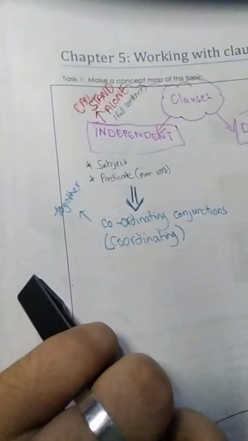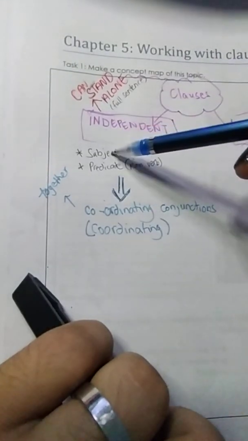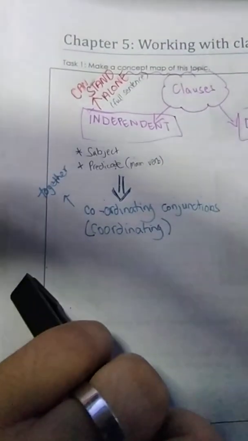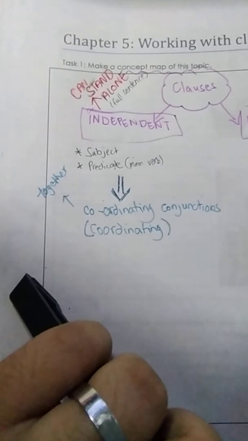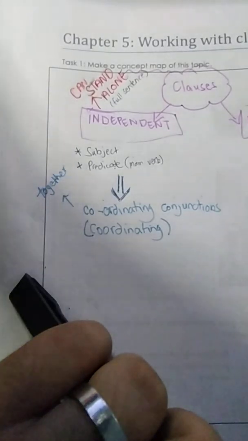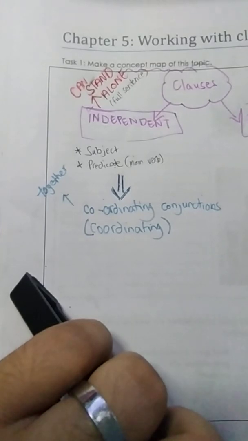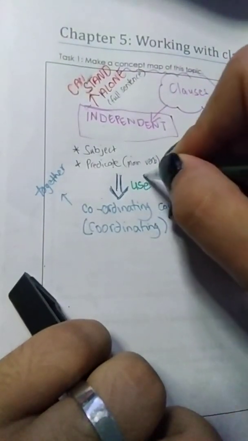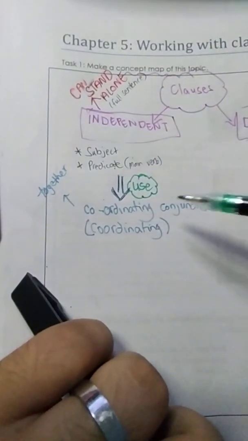Okay, so now that I know what an independent clause is, something that has a subject and a predicate, I will need another color. Oh, I should not use that one because the camera doesn't pick it up. Let's use the dark green. The dark green is quite beautiful. I've used it a few times before. And we're going to say here, use a coordinating conjunction.